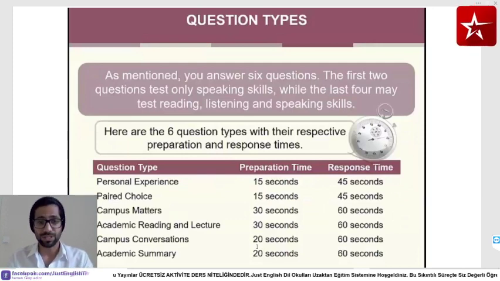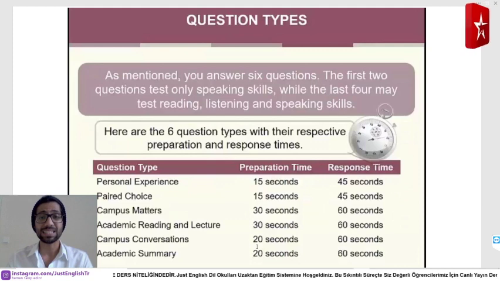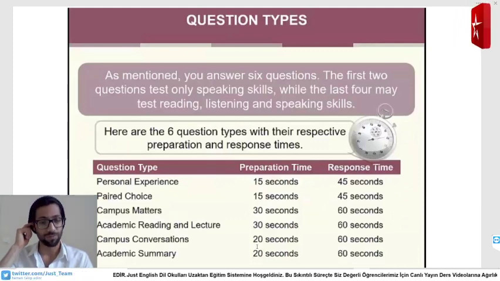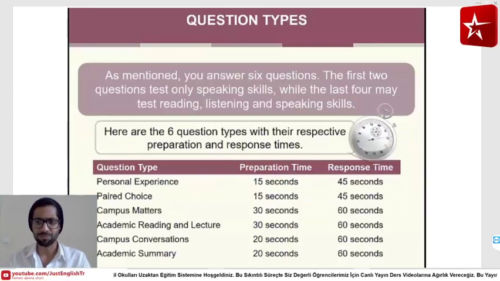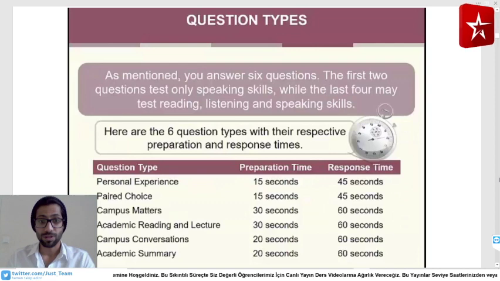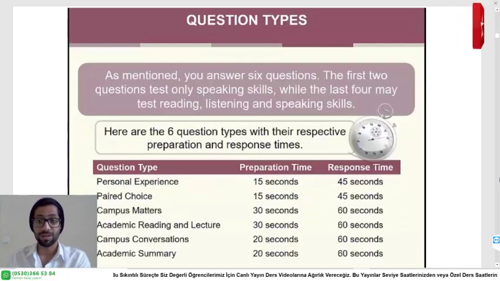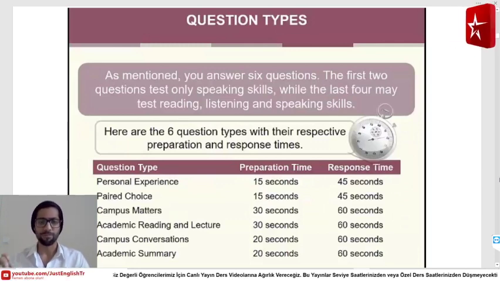There will be six questions. The first two are speaking skills, while the last four combine reading, listening, and speaking together. Now we're talking about speaking, remember, okay? So, hopefully I'm not hiding the picture. Yeah, you can see that perfectly. Okay. We have six types of questions, and those are the question type, preparation time, and here is the response time. So let's go right through them.